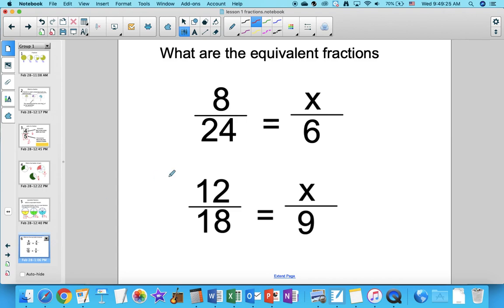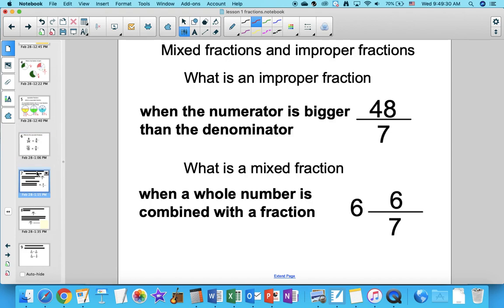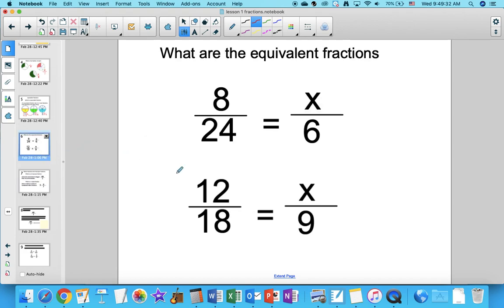So equivalent fractions. So these are some examples we can use where we're trying to find equivalent fractions. Right? So if you remember from a previous unit with rates, ratios, and relations, you can do a quick trick to solve these questions. Right? This is your x, so you start on the other side. You go 8 times 6 divided by 24 gives you your answer.